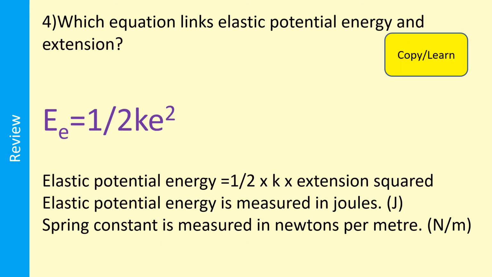Number 4, which equation links elastic potential energy and extension? Ee equals a half ke squared. Elastic potential energy equals a half times k times the extension squared. Elastic potential energy is measured in joules. The spring constant is measured in newtons per meter. Be very careful. That squared term at the end refers only to the extension. Don't make the mistake of squaring the whole of the equation. It is only the extension that you need to square.